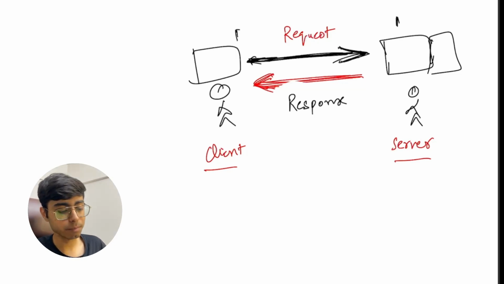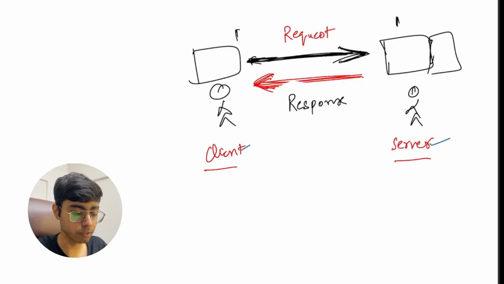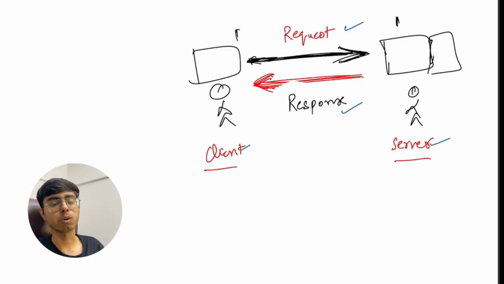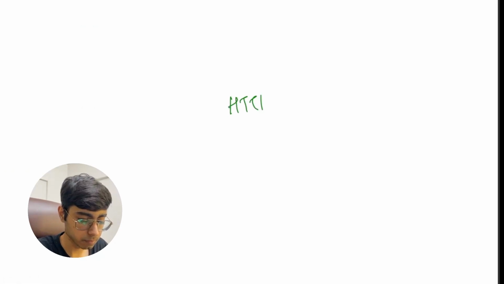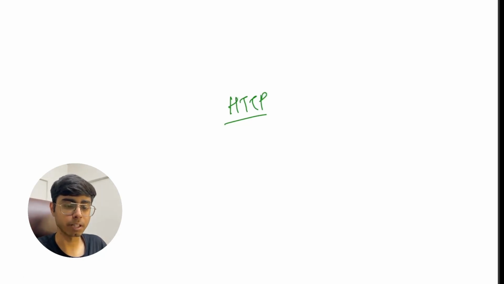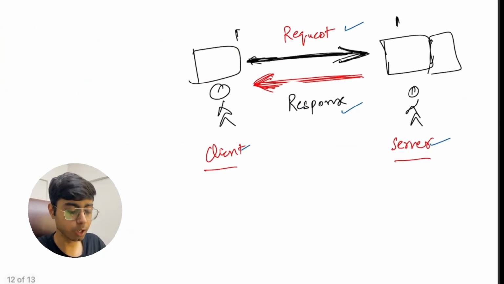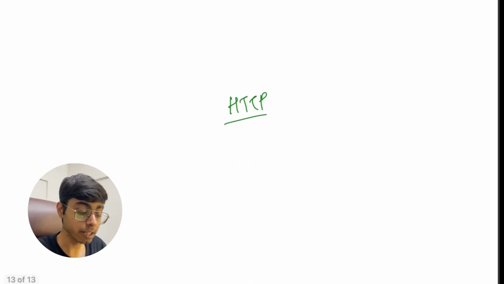So we have understood some terminologies: one is client, one is server, one is request and another is response. So in the HTTP protocol, it's all about requests and responses. Now let's go deeper into HTTP. This request and response are nothing but one API call. An HTTP API call has certain components.